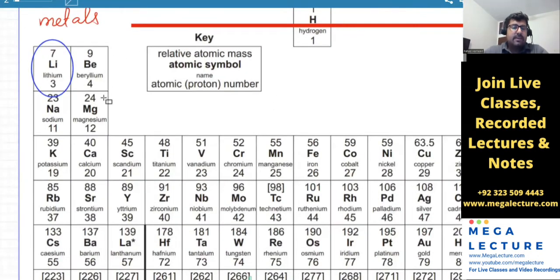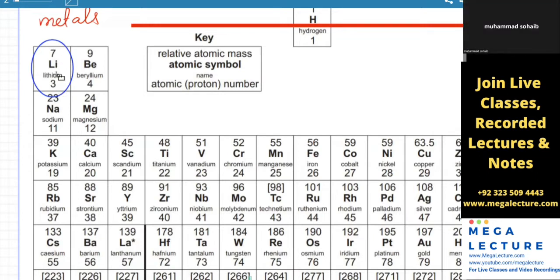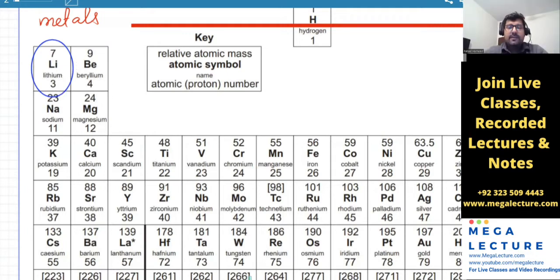Let's pick lithium. How many neutrons? That's 4. How many protons? That's 3. So you've got more neutrons than protons. Then this one, how many neutrons? That's 5. And how many protons? That's 4. So again, more neutrons than protons. So is it a general statement?